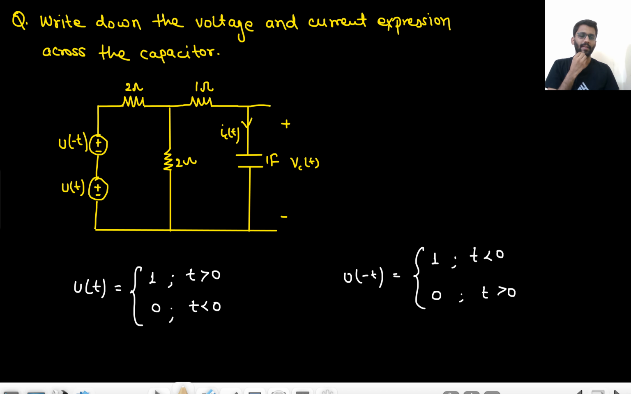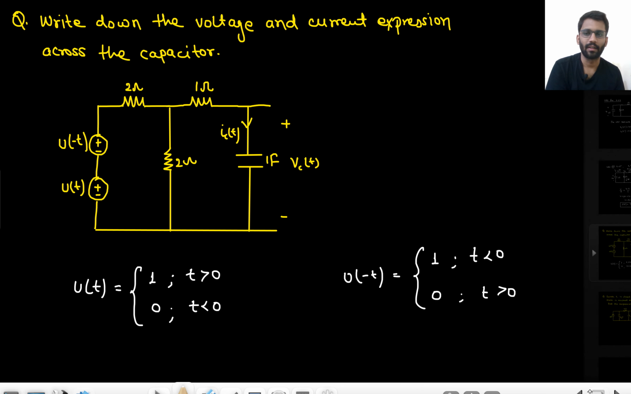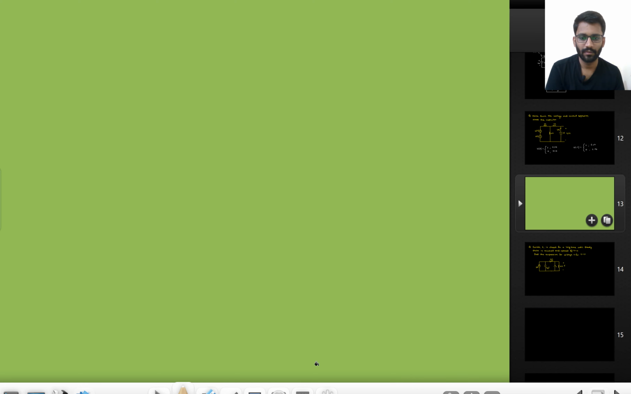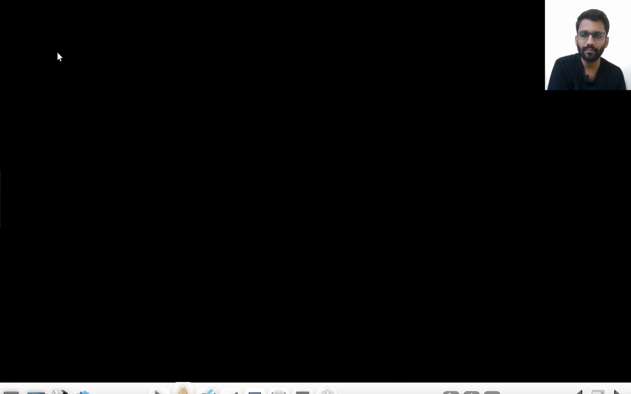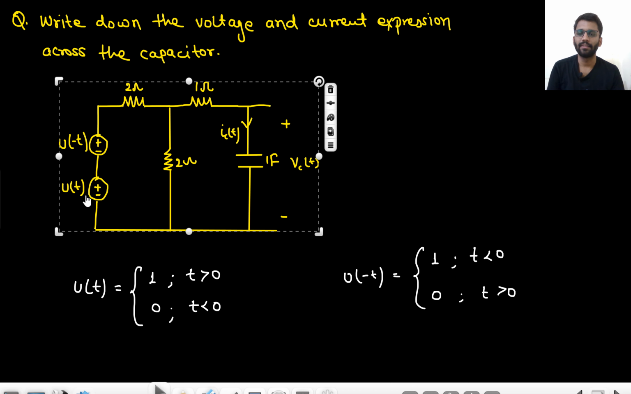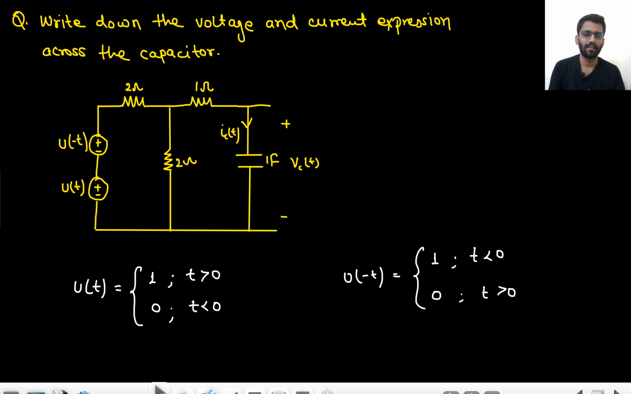Okay. So, circuit for t less than 0. This complete circuit will be there. I will just copy it. Just one different thing, that is this u of t will not be there.